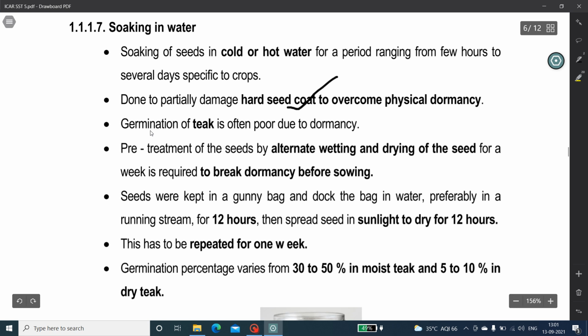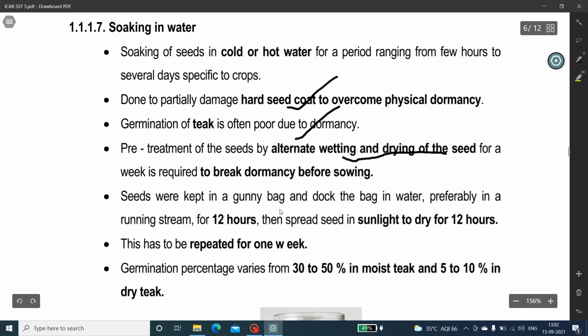Here, the germination of teak is often poor due to dormancy, so pre-treatment of the seed is required. That is done by alternate wetting and drying of seed for a week, which is required to break dormancy before sowing. That means for a week, 6 days of soaking is required. Soaking in water for 6 days is a suitable alternative to alternate soaking and drying in order to overcome physical dormancy in teak, that is Tectona grandis, in India.